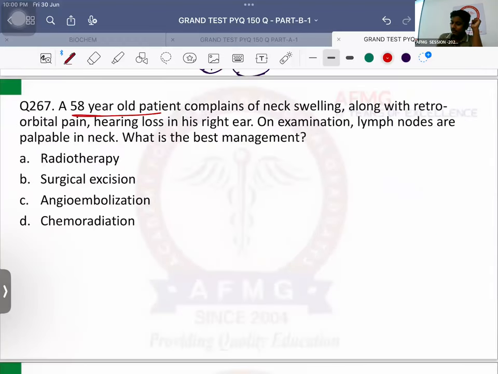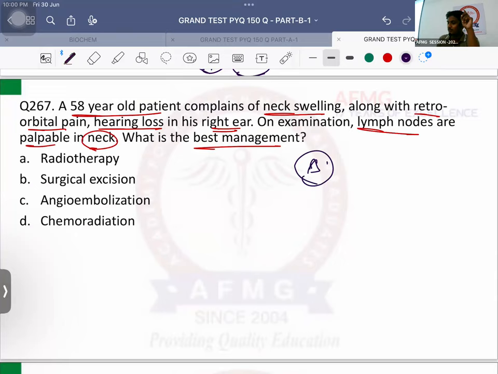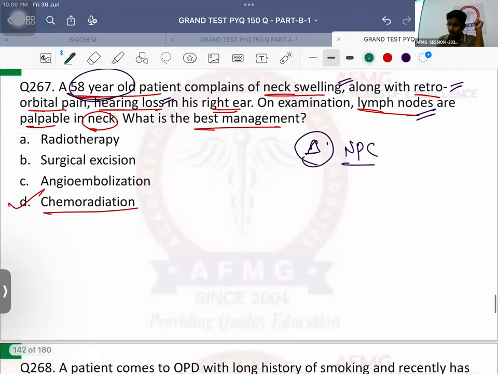That is why I told you. A 58-year-old patient, neck swelling along with retro-orbital pain, hearing loss in his right ear, unilateral hearing loss. Lymph nodes are palpable in the neck. What is the best management? Diagnosis is, we just discussed, nasopharyngeal carcinoma. Patient more than 50 years definitely, along with neck swelling due to lymphadenopathy, along with the Trotter's triad feature, that is retro-orbital pain, hearing loss. So the treatment should be chemo-radiation.